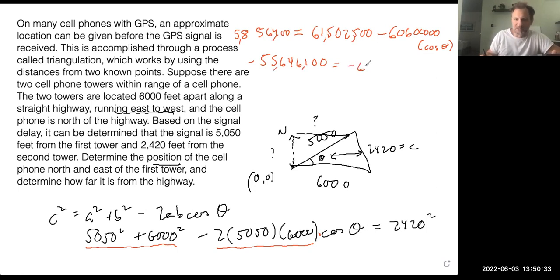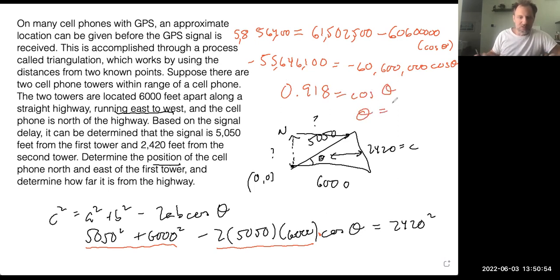And then minus 60 million times cosine theta. So now I'm dividing. Got a negative divided by a negative, so I got 0.918 equals cosine theta. So theta equals, so here's my time to use inverse cosine.